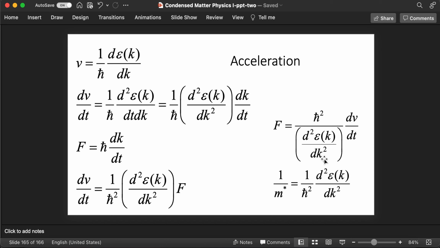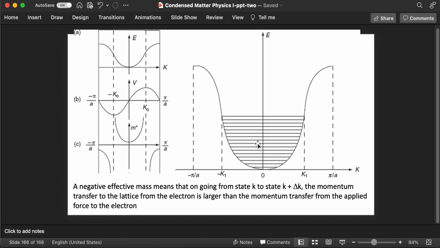This is the mass of a Bloch electron in a periodic potential. So 1 by m star is defined to be this, and given an energy band like this, you take the first derivative, you get the velocity. If you take the second derivative, you can calculate the effective mass, and you can see here close to the zone center, you have the positive effective mass, and then after the velocity plateaus here, you have a peak, and then the velocity starts decreasing. That's when the momentum transfer happens to the lattice. So the effective mass actually changes sign, and then you have negative effective mass.